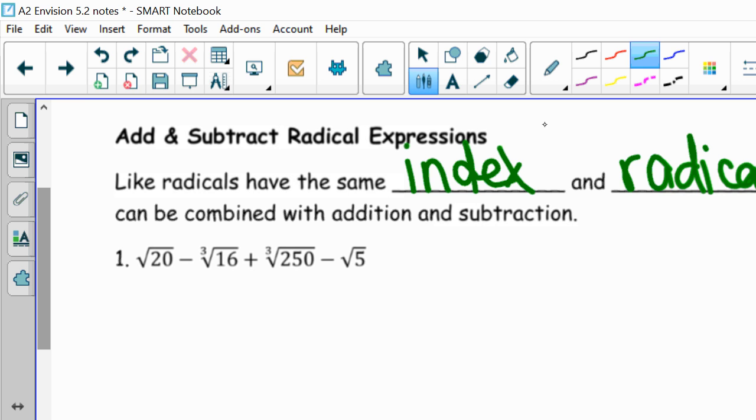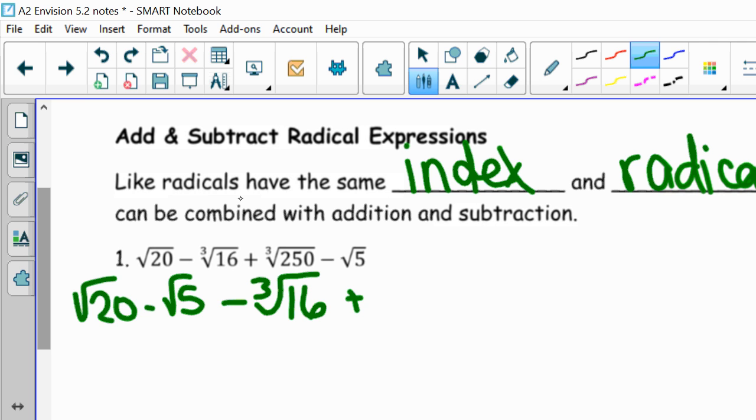So I can go ahead and put them together. So I'm looking at the square root of 20 minus the square root of 5. And then I've got minus 3 square roots of the cube root of 16 plus the cube root of 250. So now at least I have the ones that have the like indexes together. So now I'm going to see, can I make them have the same radicands so that I can combine them.